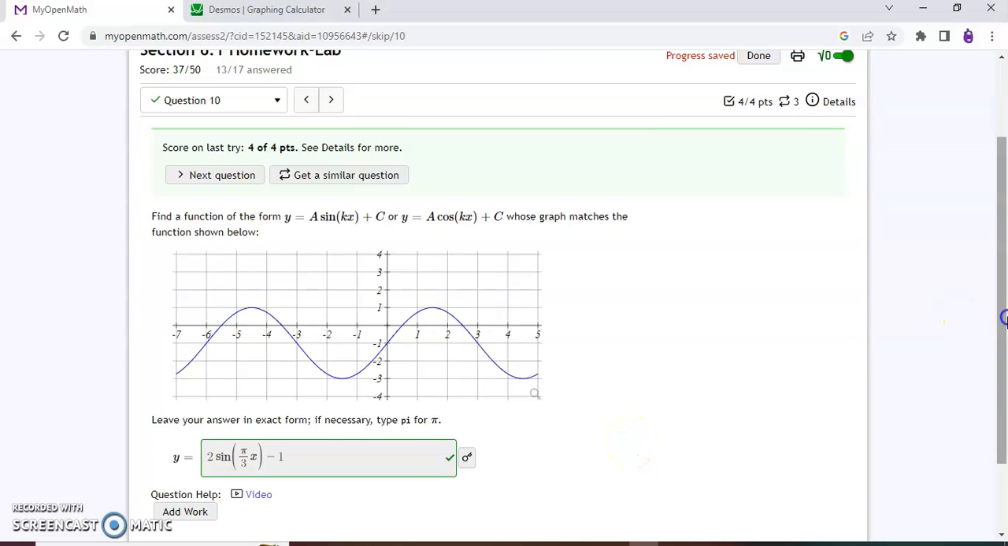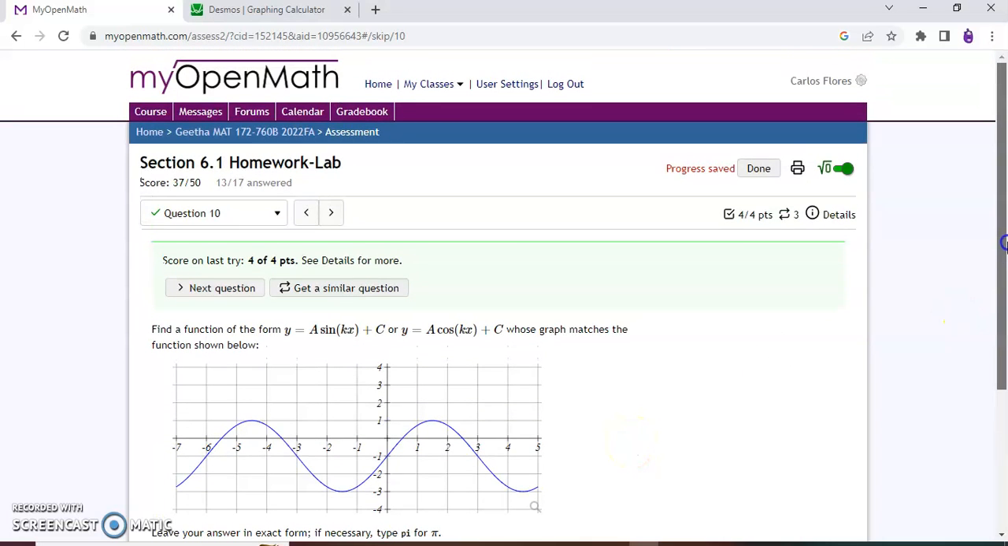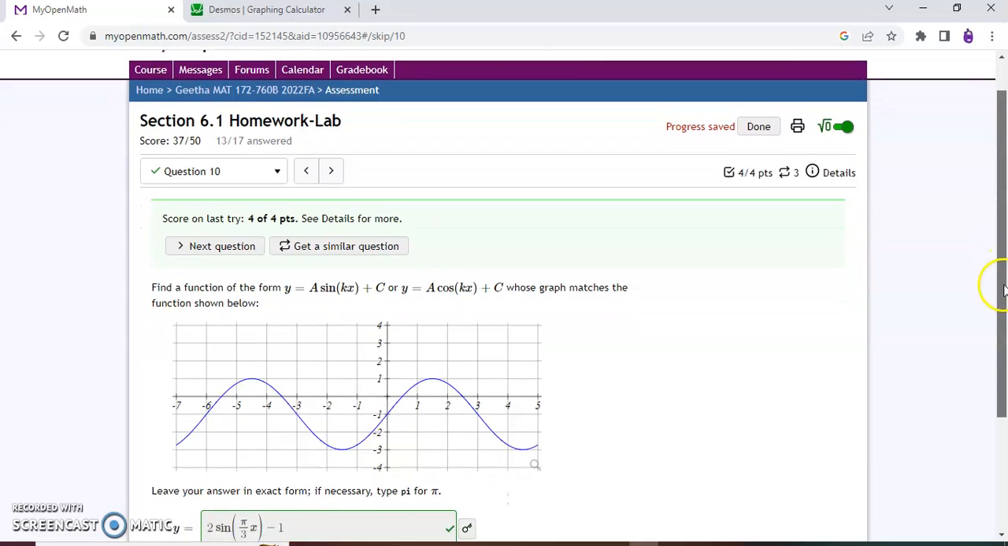Hello, so today I'll be going over how to do the sine graphs in section 6.1 of MyOpenMath.